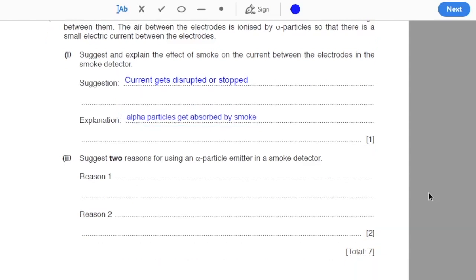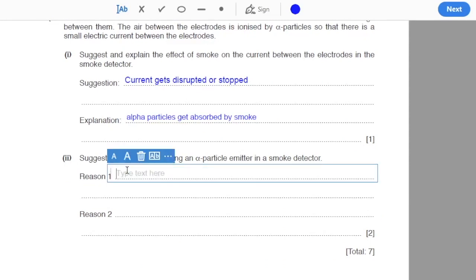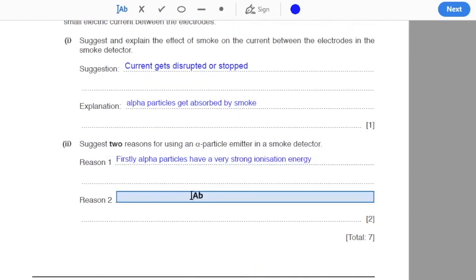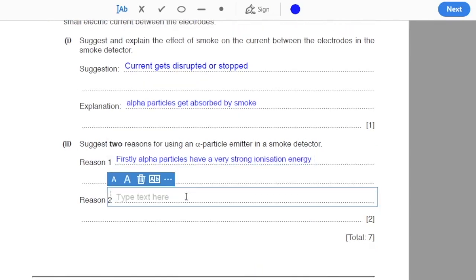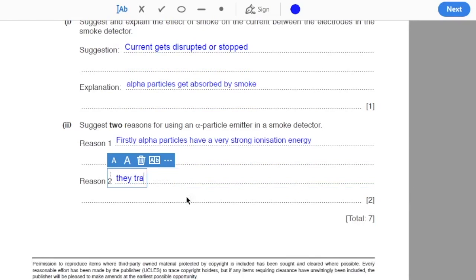Part 2 suggests two reasons for using an alpha particle emitter in a smoke detector. So reason 1 is, firstly, alpha particles have a very strong ionization energy. And due to the first reason, reason 2 would be they travel a short distance.